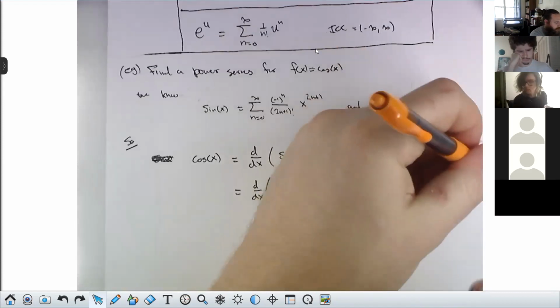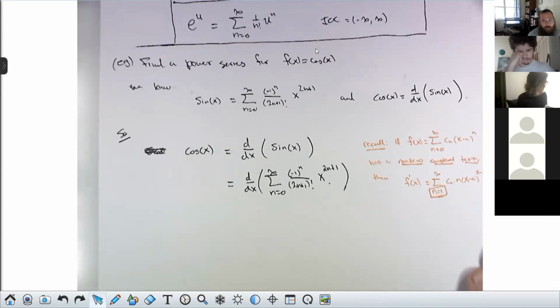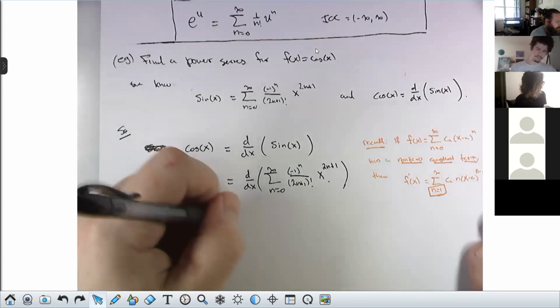So if it has a non-zero constant term, then we bump the starting index, but only then. Does this series have a non-zero constant term? What's the very first term of this series? Yeah, so the constant term here is 0.